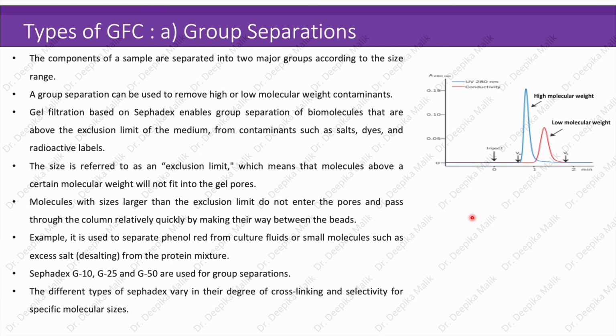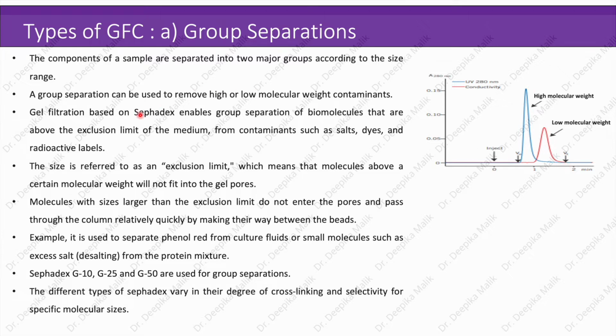Now let us see the types of gel filtration chromatography based upon the types of molecules separated. The first type is group separations. In group separations, the components of a sample are separated into just two major groups according to the size range. This type of group separation can be used to remove high or low molecular weight contaminants. As you can see in the chromatogram, when a sample is injected, the components of the sample mixture are separated into high and low molecular weight components.